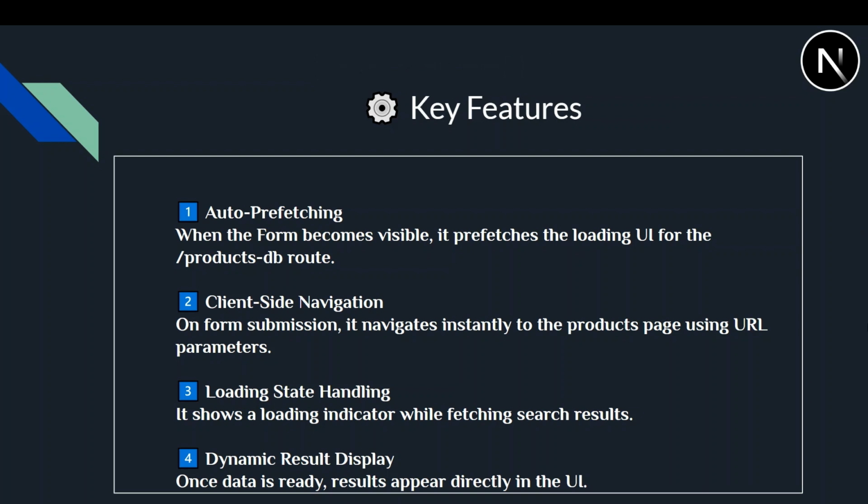Secondly, we have client-side navigation: on form submission, it navigates instantly to the product page using URL parameters. Third, we have loading state handling: it shows a loading indicator while fetching the search result. And fourth is dynamic result display: once the data is ready, the result appears directly in the UI. So this is how we can use the form component in a Next.js application.